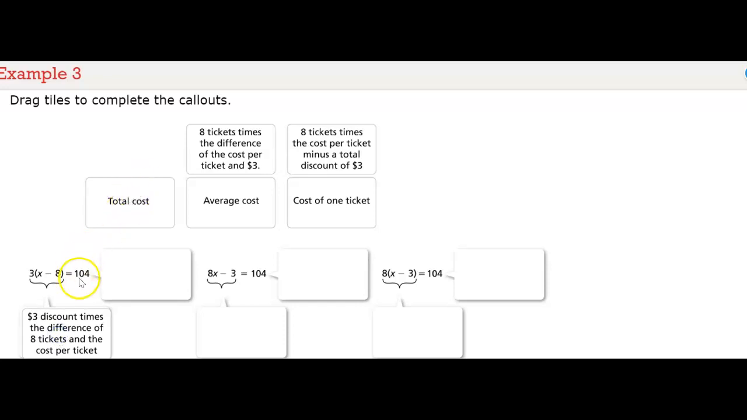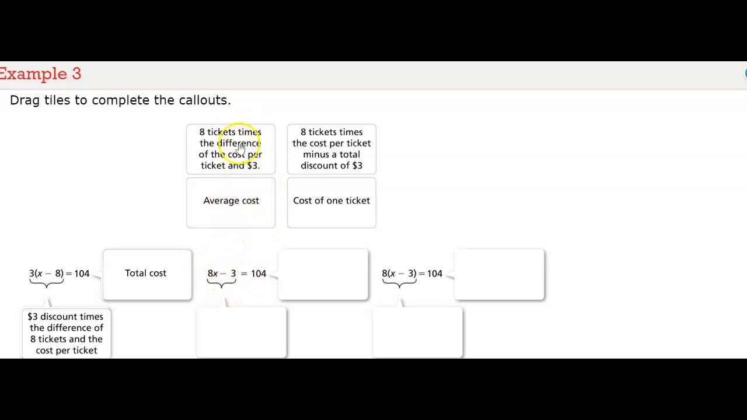And then we have 104, that would represent our total cost. The next one says 8 tickets times the difference of the cost per ticket and $3. So if we look here, it says 8 times X minus 3.